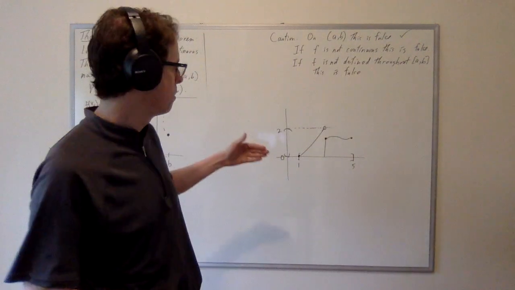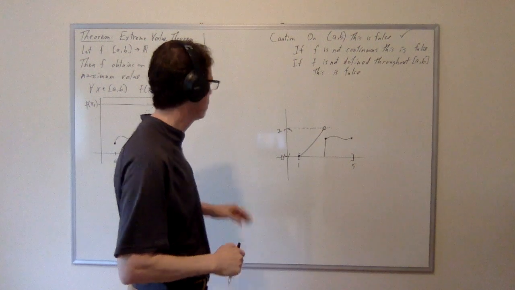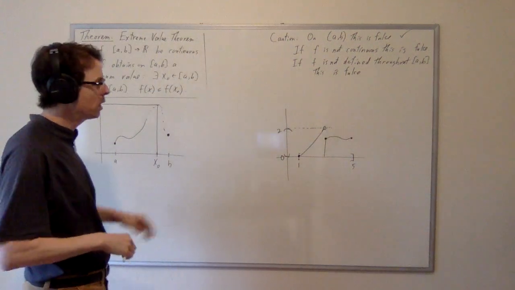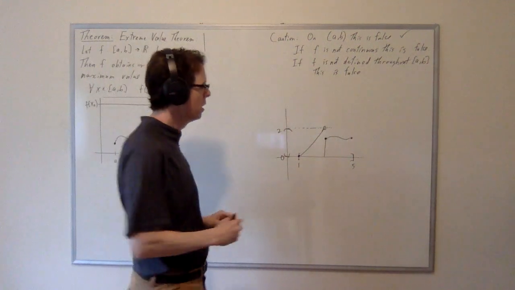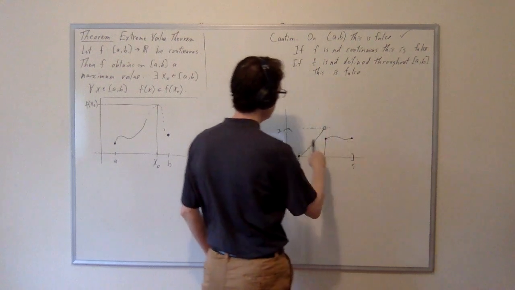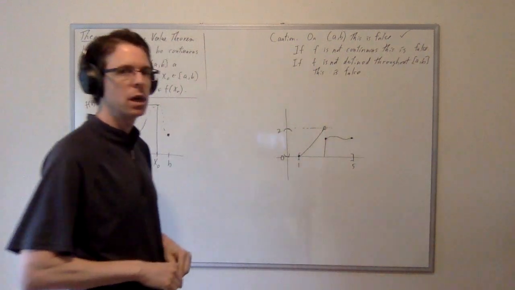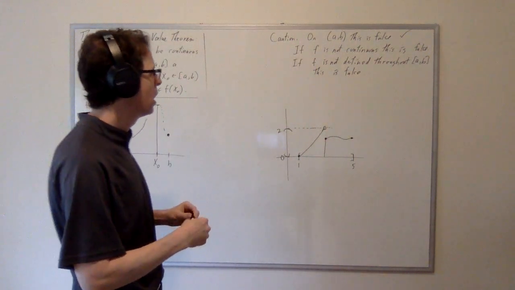And so it would not achieve its maximum value. And the conclusion of the extreme value theorem would not apply in this case because the function is discontinuous. So this illustrates that the function really does need to be continuous.